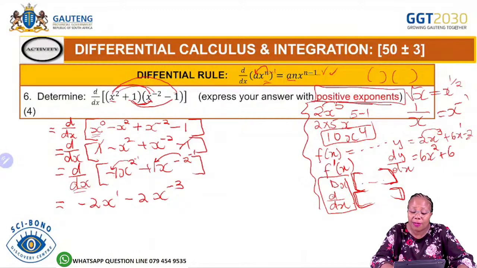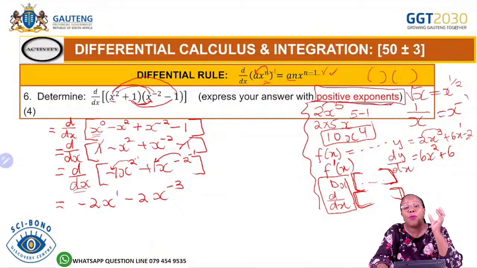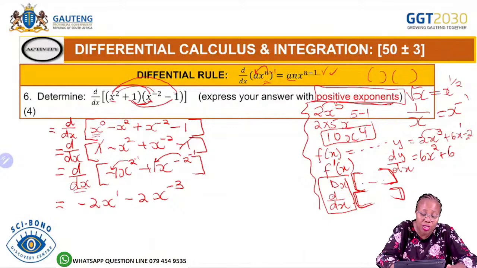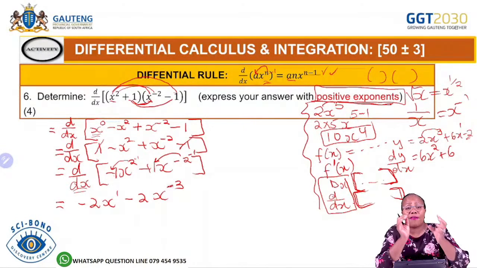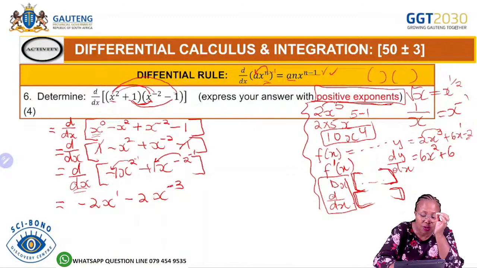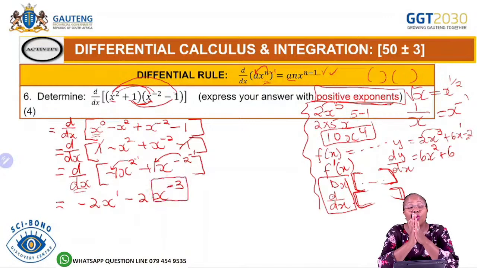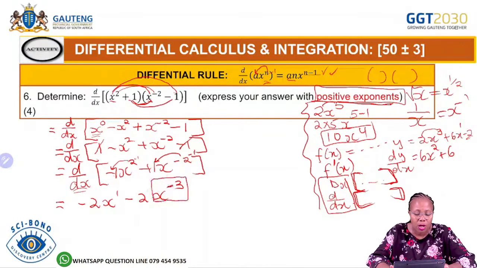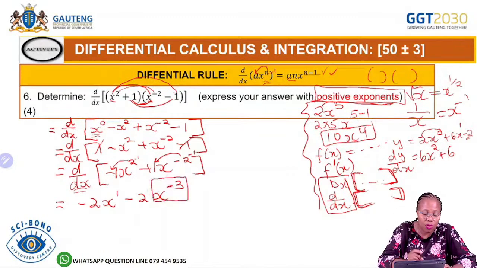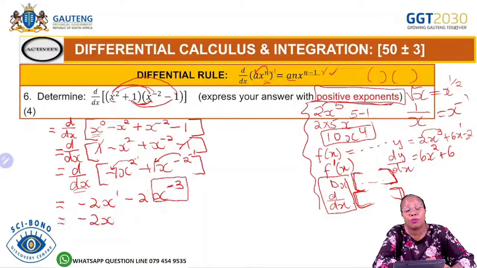But because the examiner has indicated that it must be in a positive exponent, we need to get rid of this negative here. How do we do that, grade 12? And remember that minus 3 is only for x. Do not tamper with the minus 2, because the exponent for minus 2 is to the power 1. It's a positive one. So this negative 3 is only on x. So with the first derivative here, we don't have stress. It is fine because it is to the positive one.